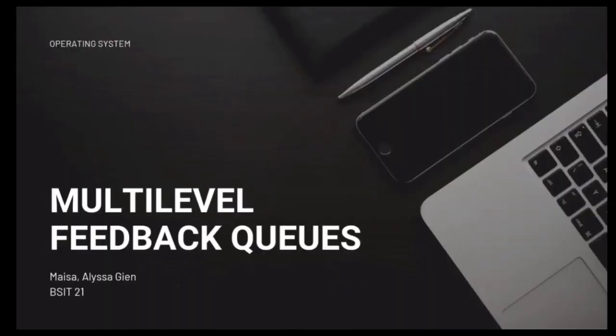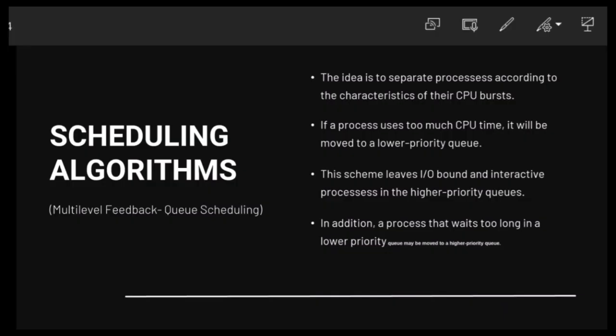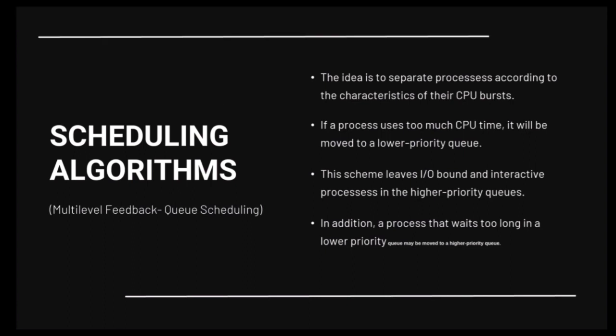My name is Alisa Jin Maisa from BSIT 21, and I'm going to talk about the multi-level feedback queues. First is the scheduling algorithms. The idea is to separate processes according to the characteristics of their CPU burst. If a process uses too much CPU time, it will be moved to a lower priority queue. These schemes leave IO-bound and interactive processes in the lower priority queues.